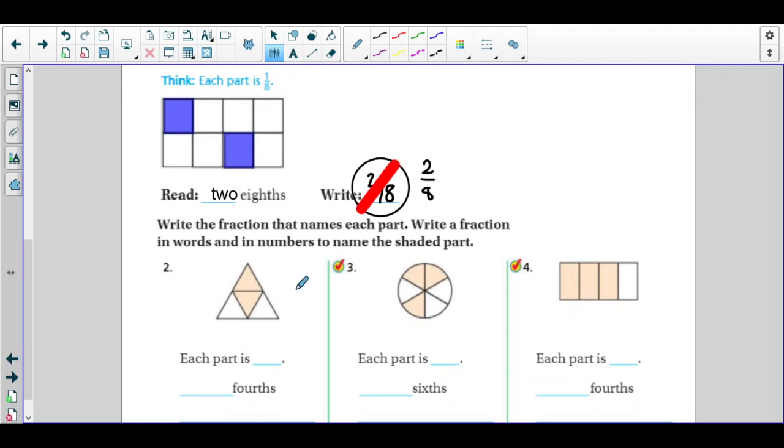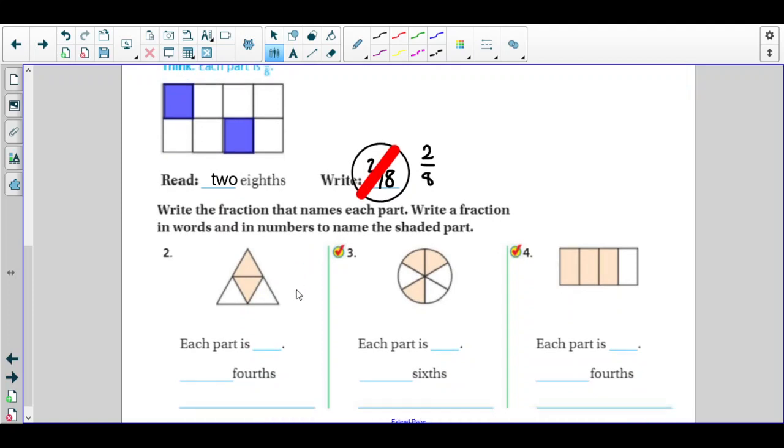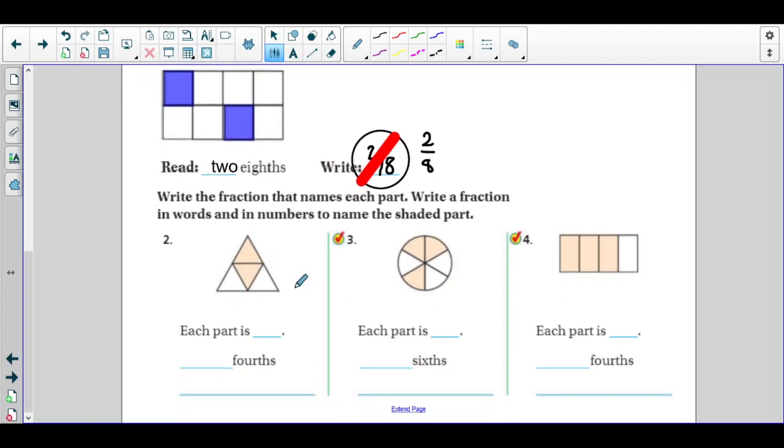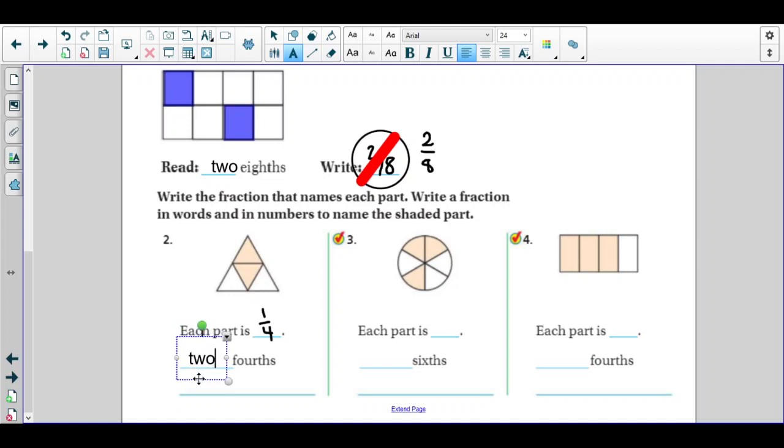Write the fraction that names each part. Write a fraction in words and in numbers to name the shaded part. So each part is, so we have 1, 2, 3, 4. So each of the parts is 1 of the 4. That would be our unit fraction. And of those, 2 fourths are shaded in. And we would write that as 2/4.